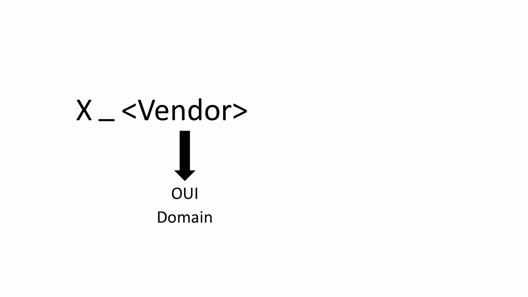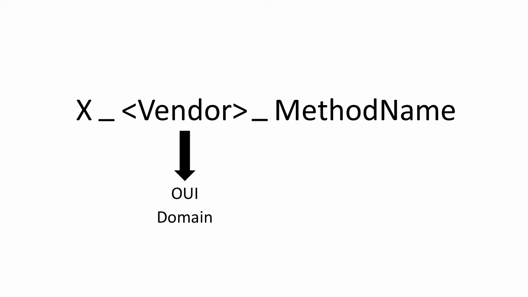To define a vendor-specific RPC, the method must be of the following form. The method starts with X underscore, followed by a unique vendor identifier, usually an official OUI or domain name. After another underscore, the custom RPC is named. Keep in mind that vendor extensions need to be understood to exist ahead of time or defined in a custom schema in order to be understood by the CPE or the ACS.